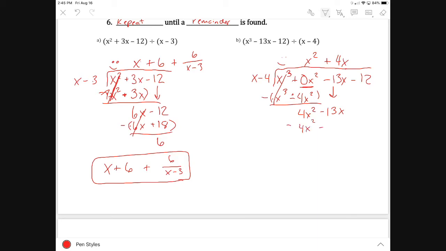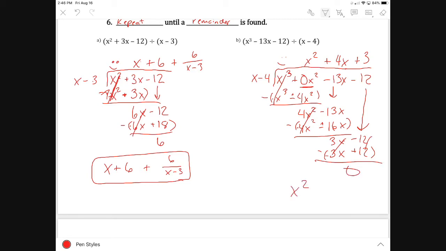Then 4x times negative 4, that'll give us negative 16x. So then those will cancel once we distribute our negative in. And we'll cancel those, and we'll get 3x. Bring down our negative 12. And we're going to end up doing the same thing. So how are we going to get to 3x? Well, that's just going to be times 3. So we'll have 3x minus 12. So then again, we have to distribute that negative in. So we'll end up with a negative 3x plus 12, which means both will cancel, and we'll end up with no remainder. So our answer is just going to be what's up top, x squared plus 4x plus 3.